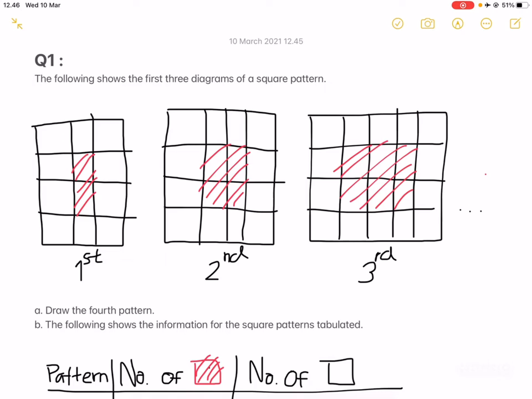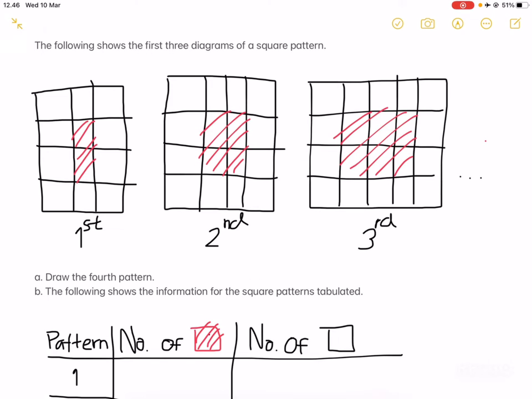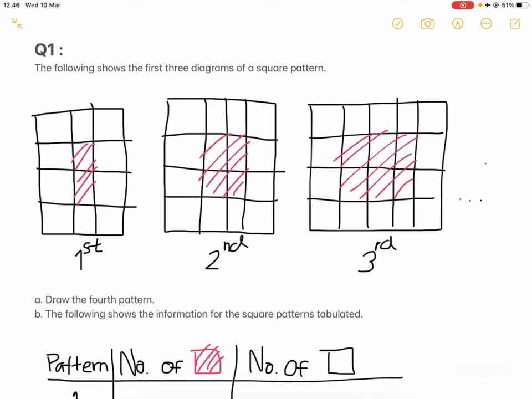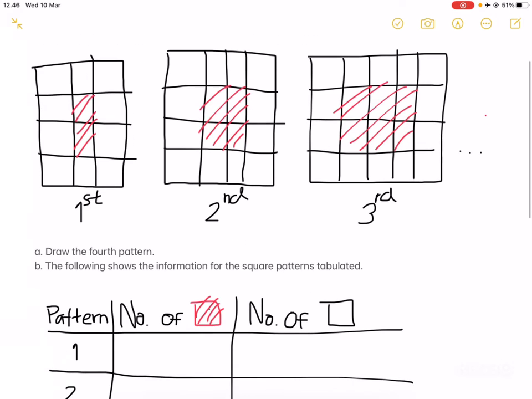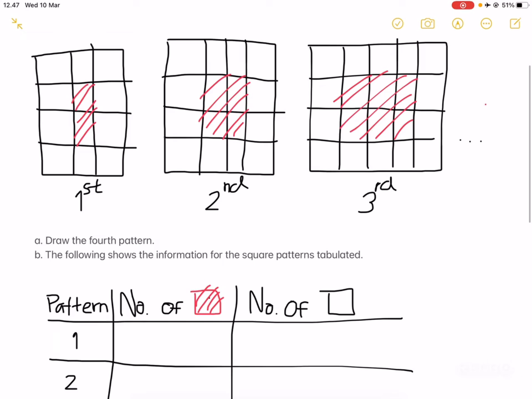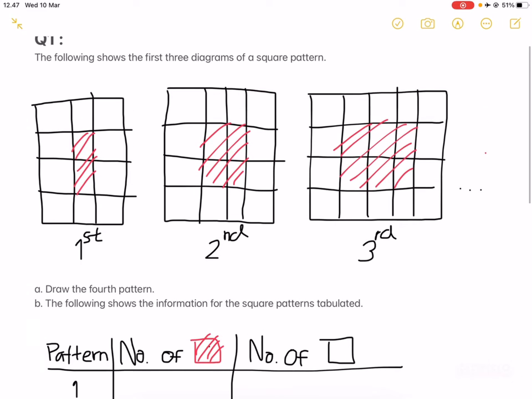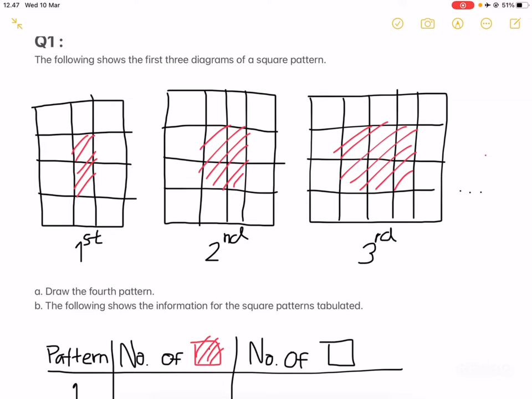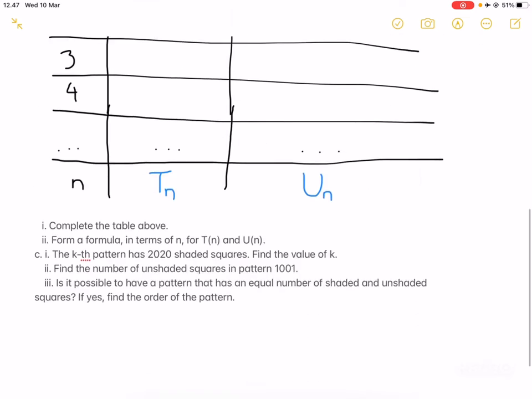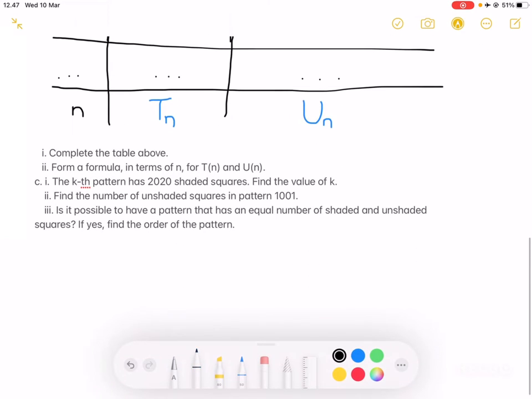The following shows the first 3 diagrams of a square pattern. As you can see, there are 2 types of squares. There are unshaded squares and there are also shaded squares. For the fourth pattern, if you notice the pattern, you add 2 unshaded squares on the right. I'll just demonstrate for you.